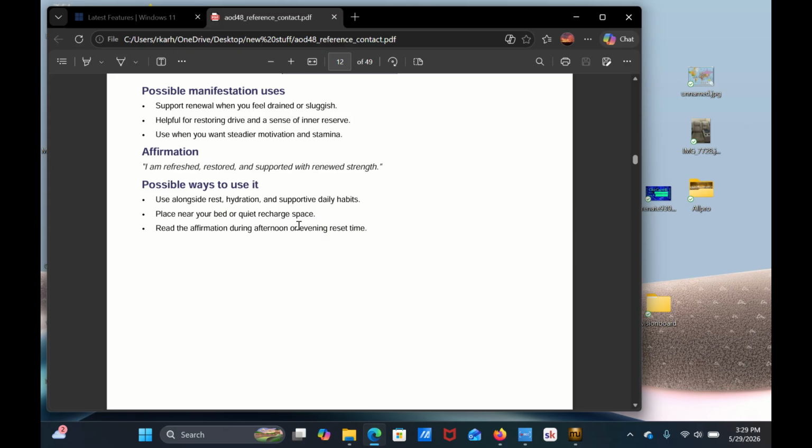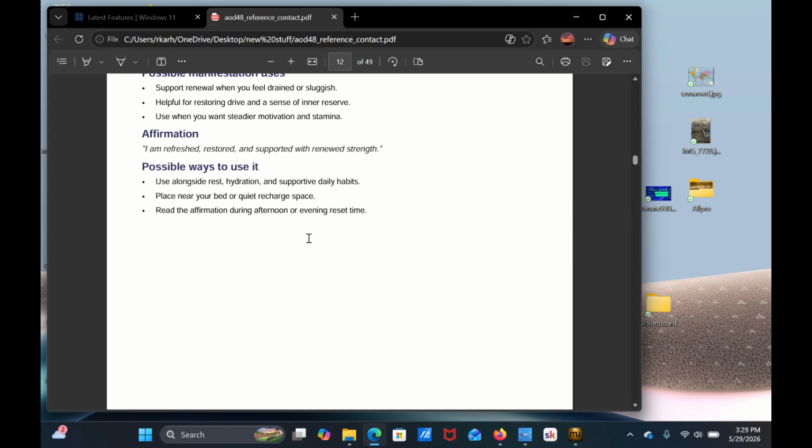Place near your bed or quiet recharge space. Read the affirmation during afternoon or evening reset time.